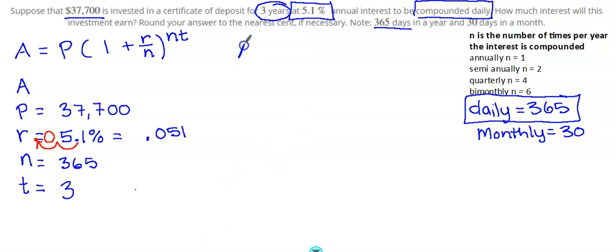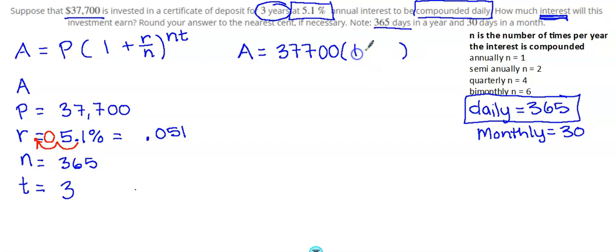We're going to find the amount first, and then we're going to take that amount and use it to find the interest. This question is not asking for the total amount. It's asking for the total interest earned. So P, 37,700. I am not writing the comma when I do my math work. That helps me avoid the mistake of thinking that's a decimal.